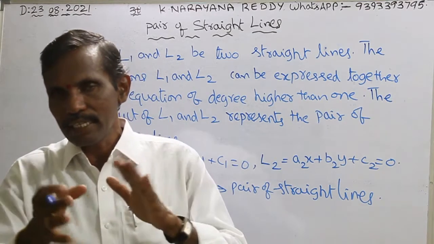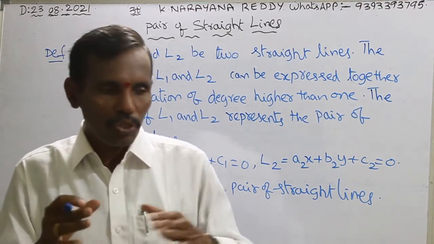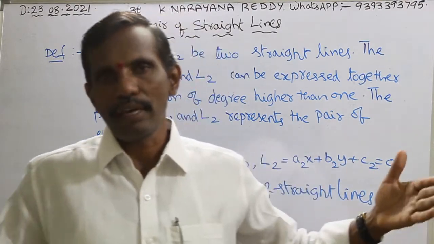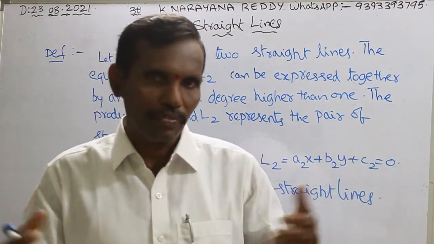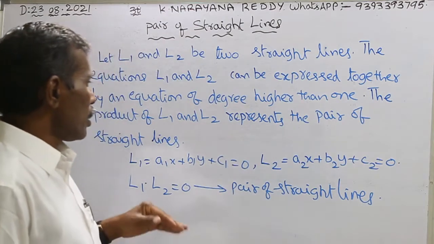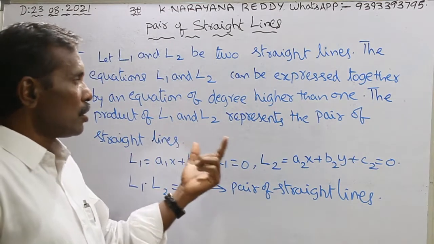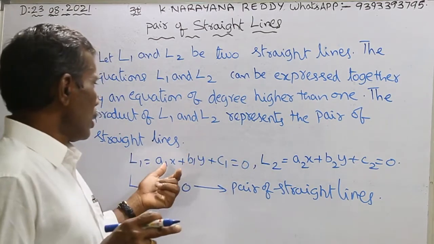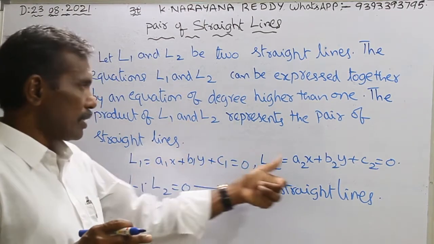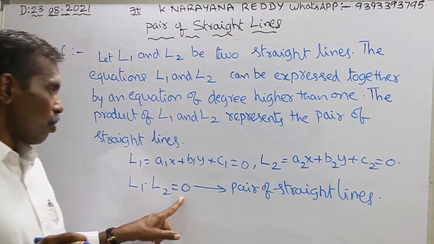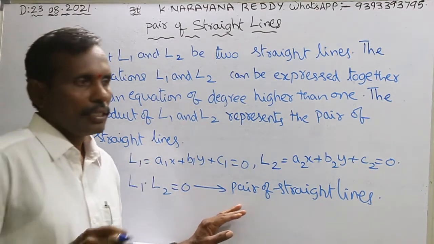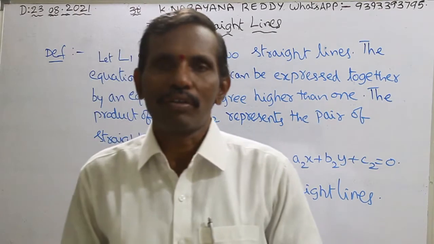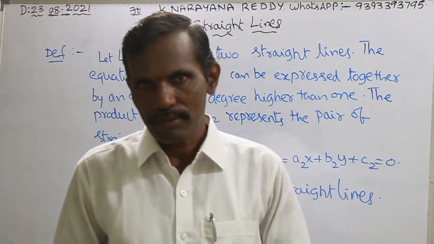What is the difference between lines and linear? There are so many differences among these. I will tell in future classes. So now we are taking two straight lines. Those are linear, and this is L1, this is L2. Whenever the product is 0, that is a second degree equation. That is called a pair of straight lines. Okay.